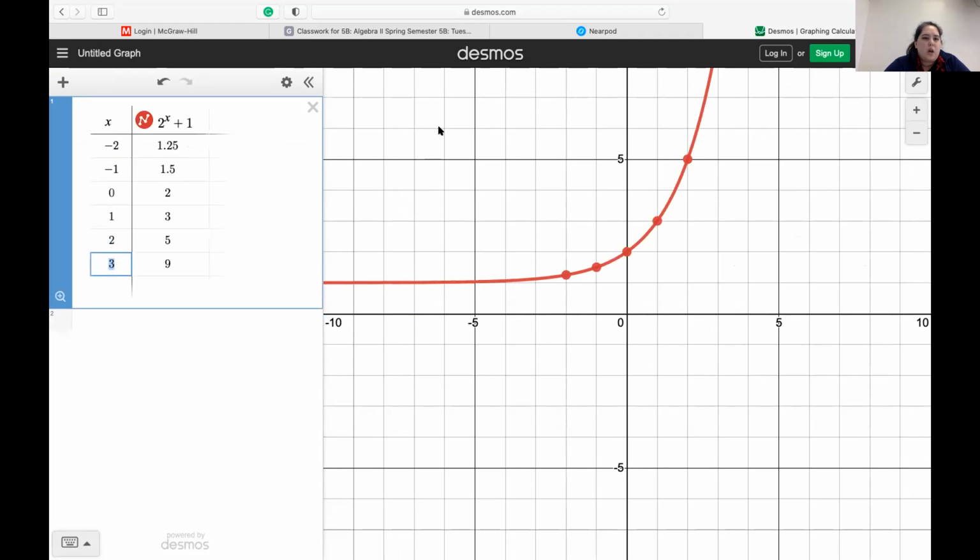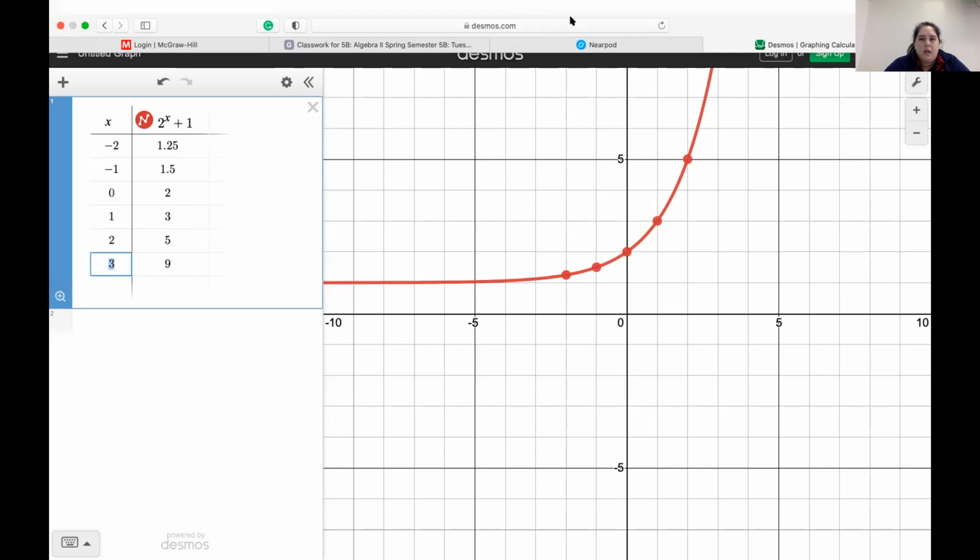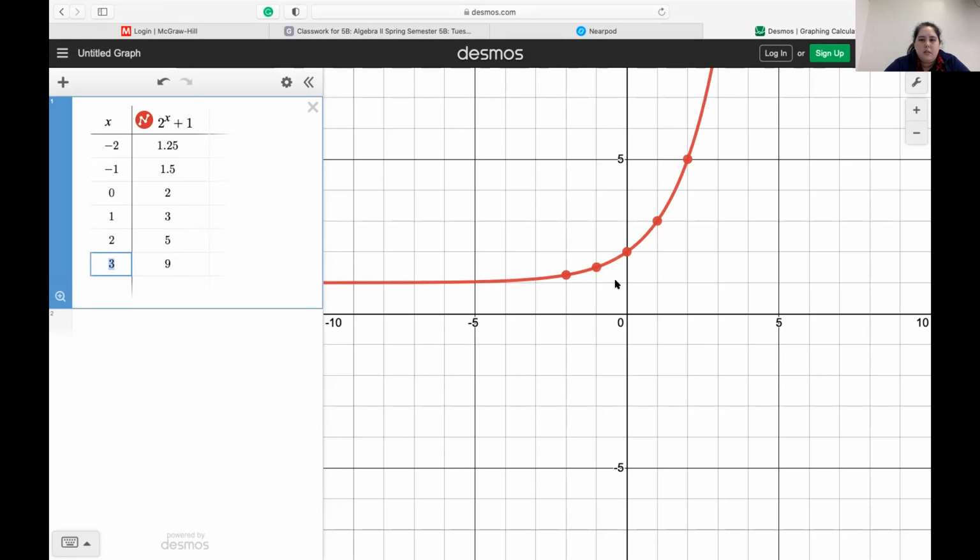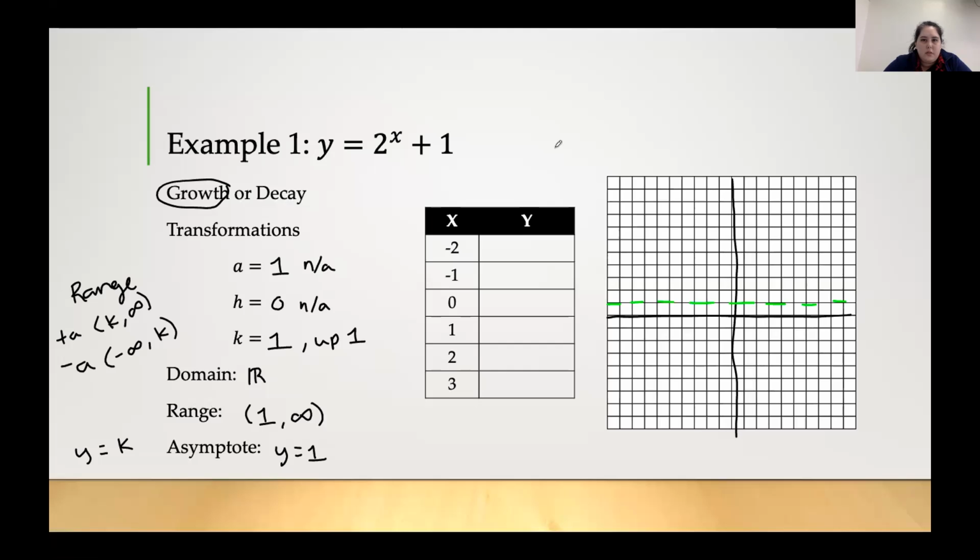All I would do here is copy this table: 1.25, 1.5, 2, 3, 5, 9. So I'm going to go back to that, and I'm going to fill this out. 1.25, we had 1.5, we had 2, 3, 5, 9.